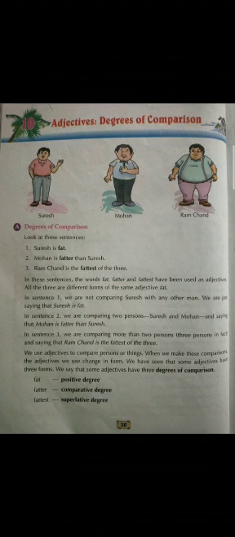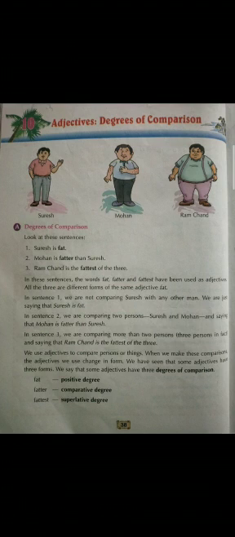The first one is Suresh is fat. Here we get an idea about a person named Suresh, that he is fat. In the second sentence, Mohan is fatter than Suresh. Here there is comparison done between Suresh and Mohan, and we get to know that Mohan is fatter than Suresh. In the third sentence, Ramchand is the fattest of the three. Again here there is comparison, but the comparison is between three people.